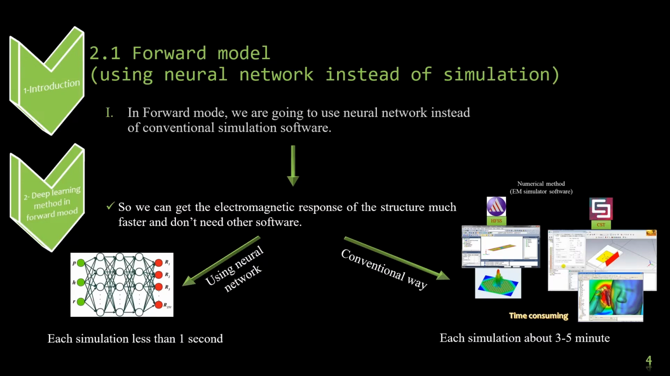So why do we use a neural network? Because using simulator software like CST and HFSS to find the electromagnetic response of these materials is very time consuming. Here you can see a picture of the electromagnetic response of a mobile phone. If you want to simulate this, it takes maybe more than 10 minutes. But by using a neural network, it's possible to get the electromagnetic response of these materials in less than a second.